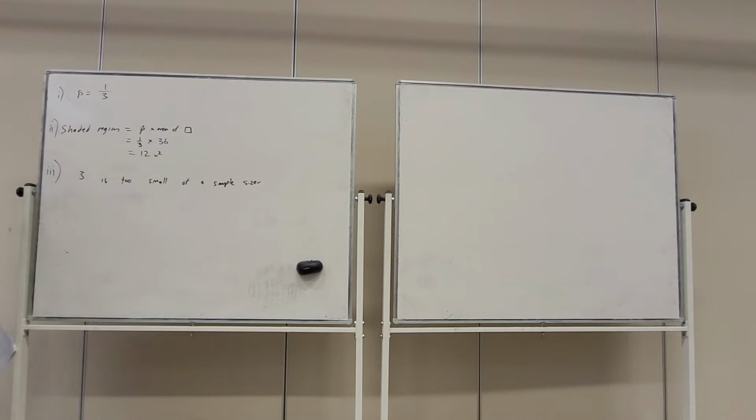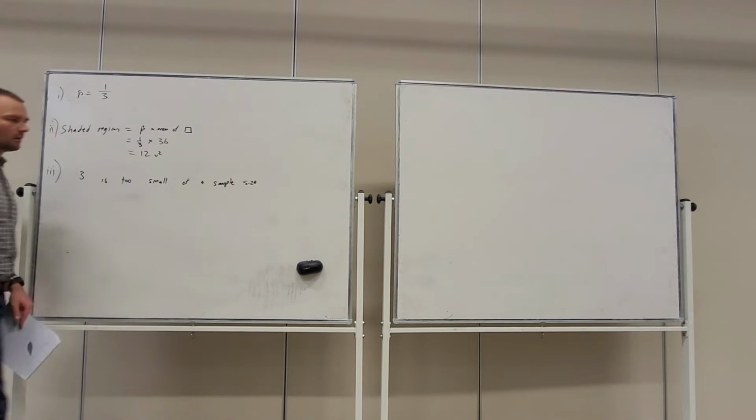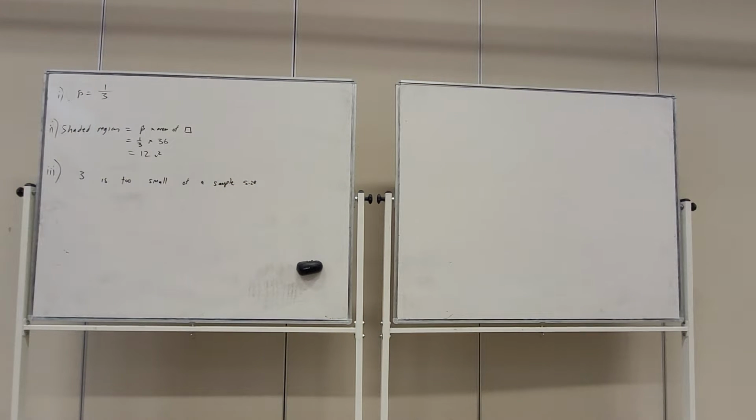3 is too small a size. Alright, we should increase n. That's going to give us a more accurate result, and then we'd be more justified in using a confidence interval.